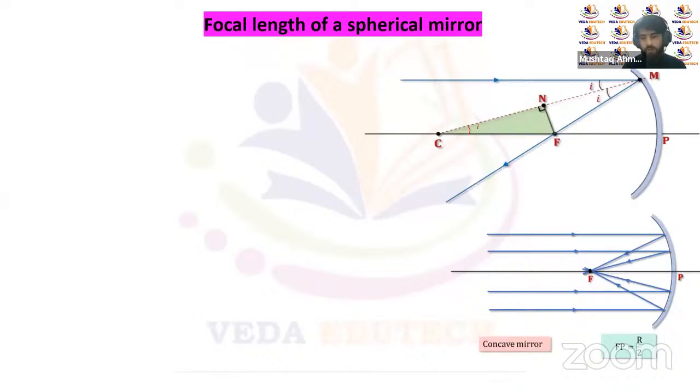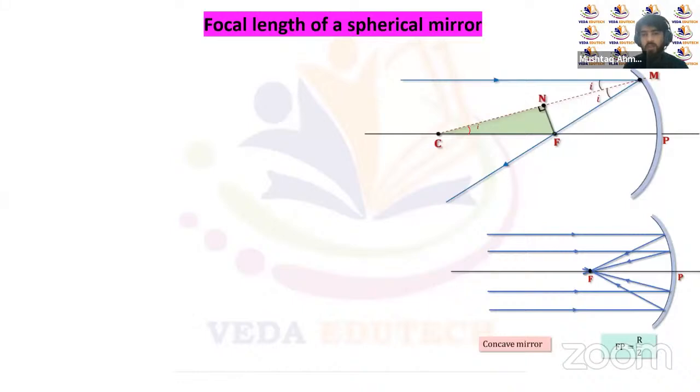So, in the second lecture of ray optics, we'll be starting with the calculation of the focal length of spherical mirrors. In the last lecture, we discussed spherical mirrors. Now, we'll be calculating different quantities, like the focal length of a spherical mirror, mirror formula, image distance, and object distance, and we'll also be discussing the different rules of formation of image at different places. So, let's begin with the focal length of a spherical mirror.